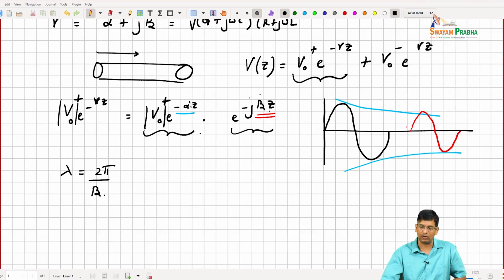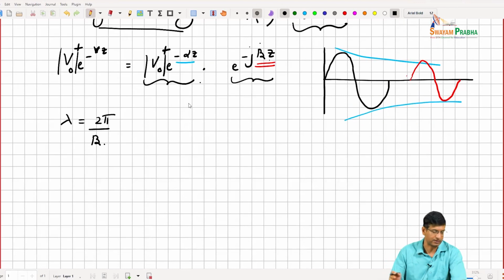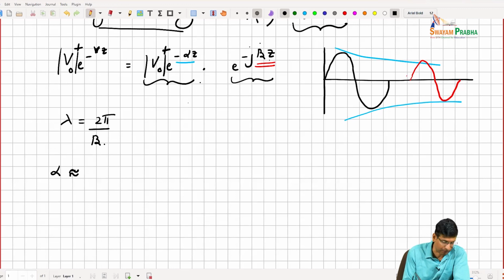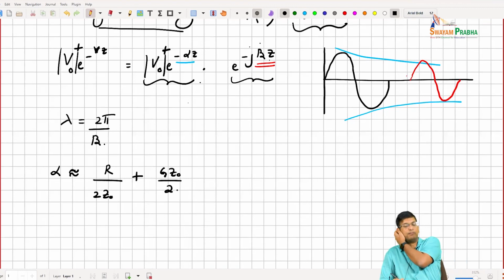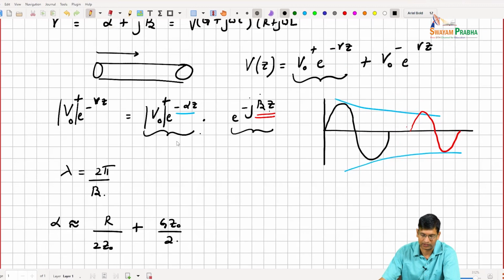We can also now make some approximations here. So we can basically see that alpha is approximately R over 2 Z0 plus G Z0 over 2. Depending upon which is the primary mode of loss in your system, one of these terms dominates.